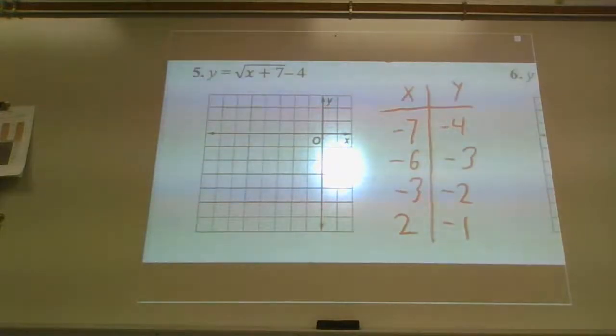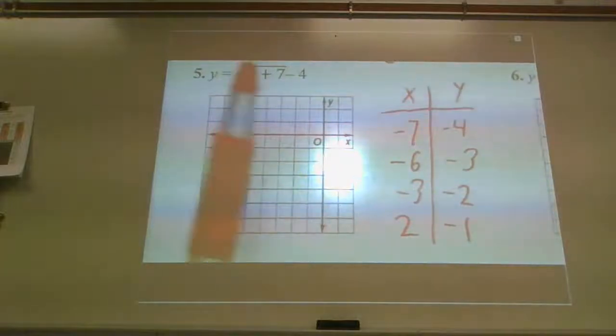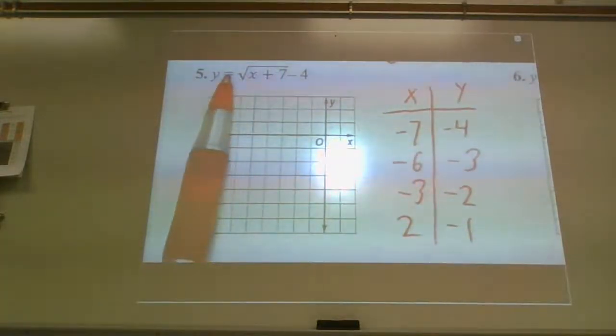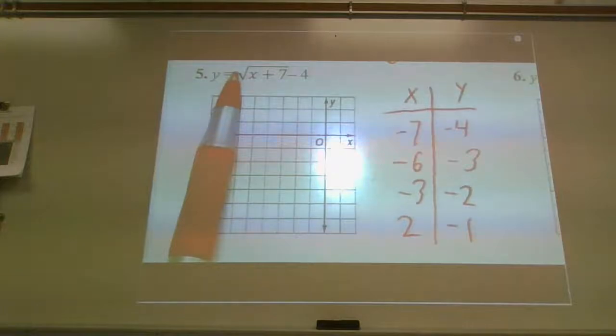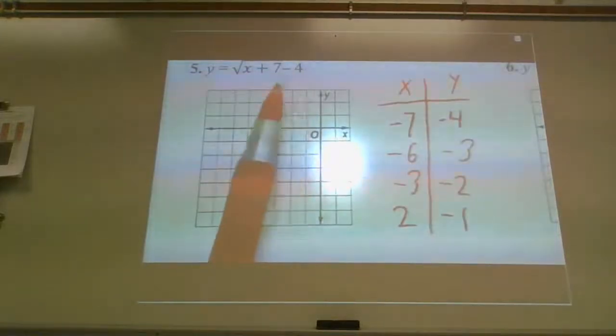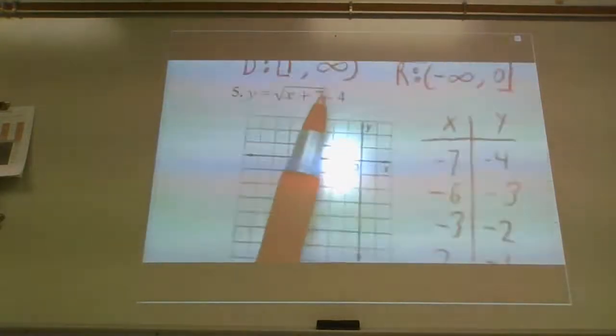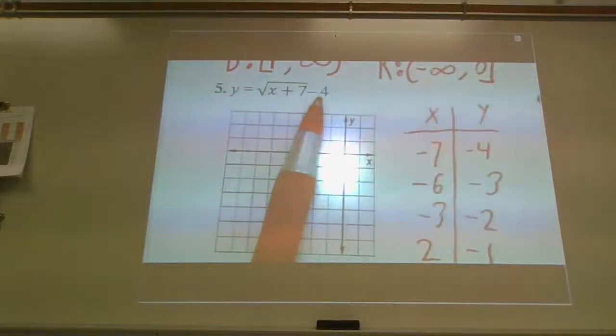So I'm going to take those numbers and I'm going to plot them. Now, just for the sake of argument, the A value of this graph is a positive 1, meaning that this square root function should be going up after I graph it. The H value, because it's x minus h, should be a -7, which I know it is based on the table of values, and my K value is a -4.